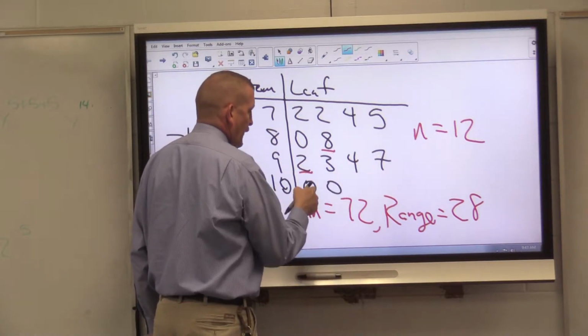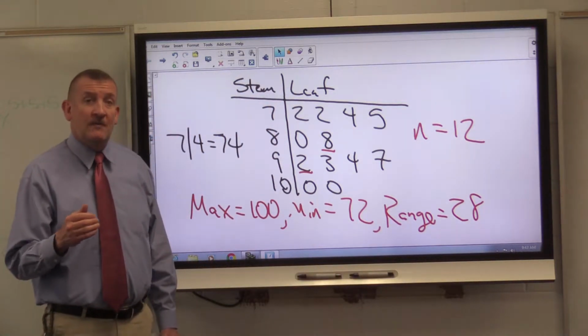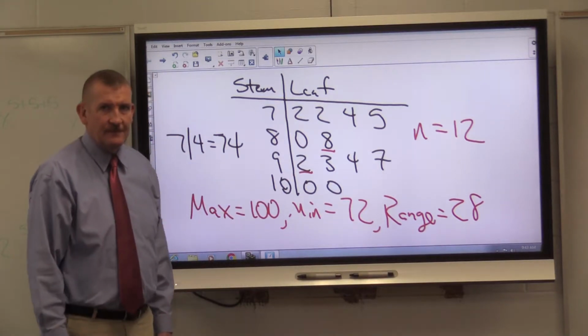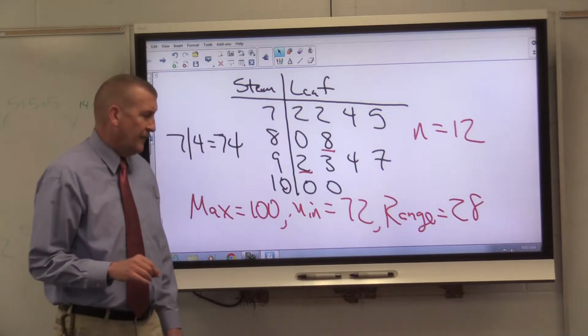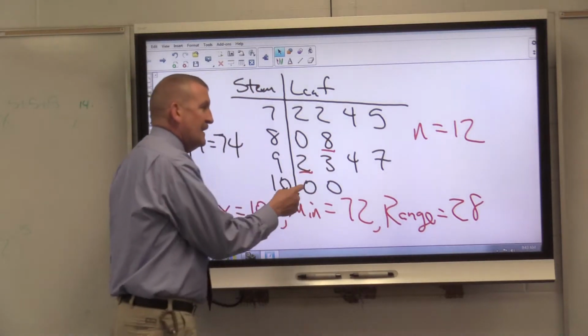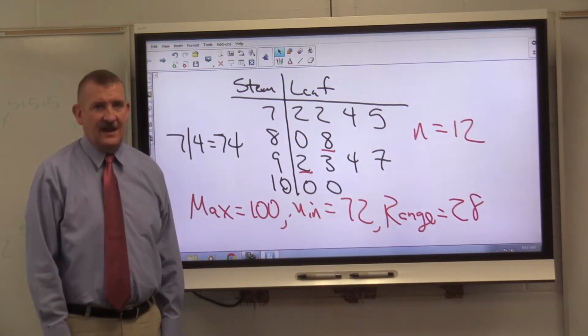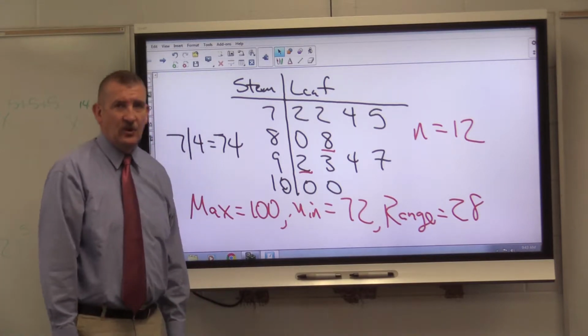1, 2, 3, 4, 5. Does everybody understand that my two middle values are 88 and 92? 88 and 92. So hopefully everybody understands the median, since it's an even valued data set, is going to be the average of the 88 and the 92.